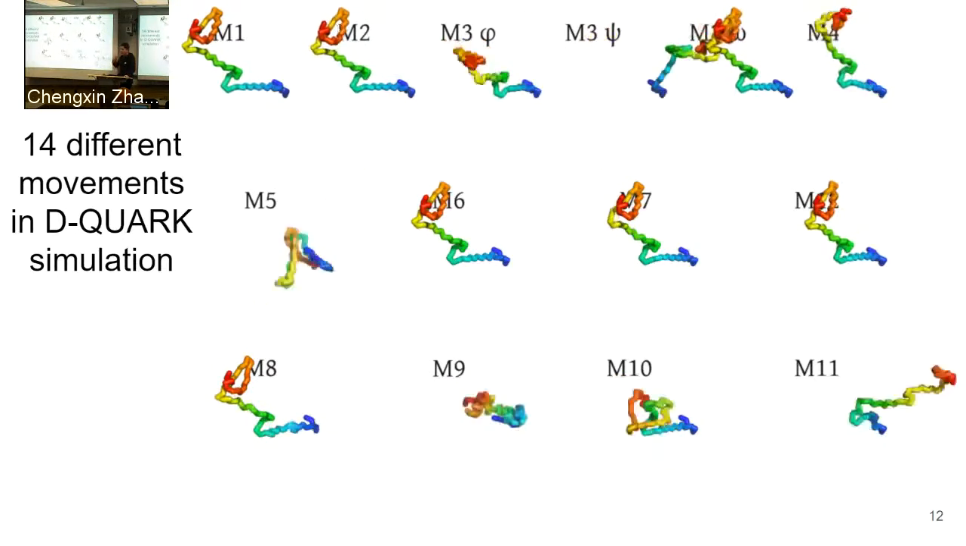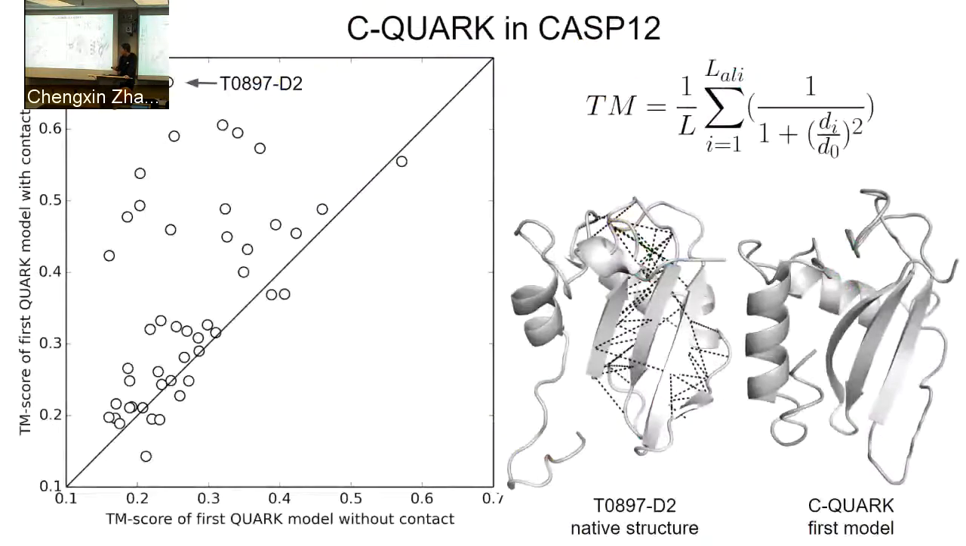By sampling the conformations, we can generate a large number of conformations, and then we cluster them and build an atomic model. Now, this is the pipeline we used in CASP12, and also in CASP13.